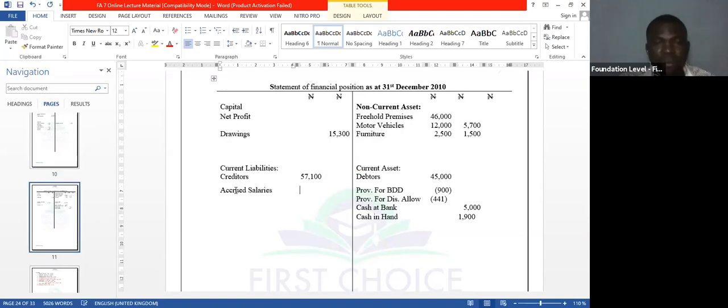Accrued salary means the salary that we are owing, that we are yet to pay. That's 1,800. So we go to our next trial balance. What do we have in our next trial balance?